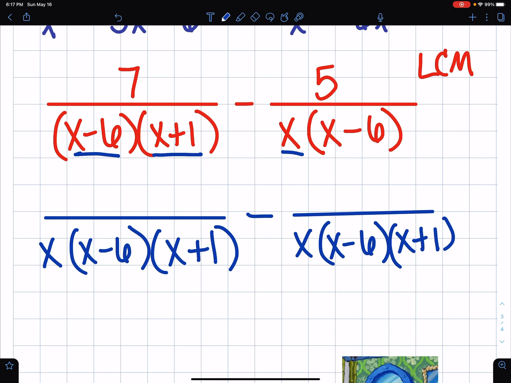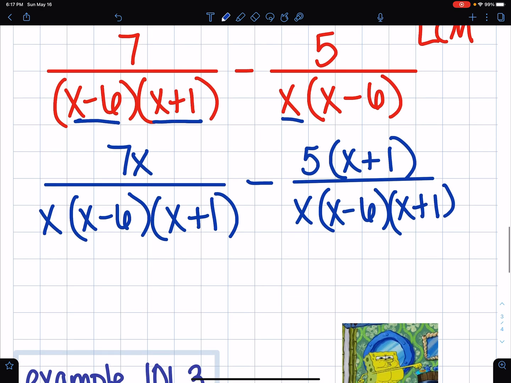Okay, so now what do we have to do to the top? We have to multiply it by this x because that's not up here, it's missing. So we need an x right there. Now what do we have to do to this second numerator? We have to multiply it by x plus 1 because you've got all the other factors, okay? So it's going to be 5 times x plus 1. Okay, easy peasy.